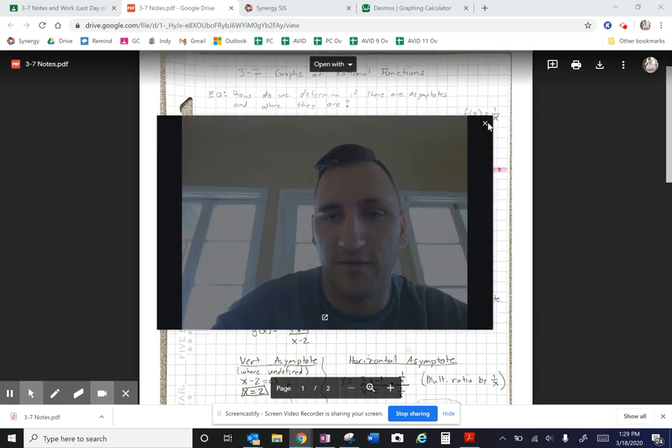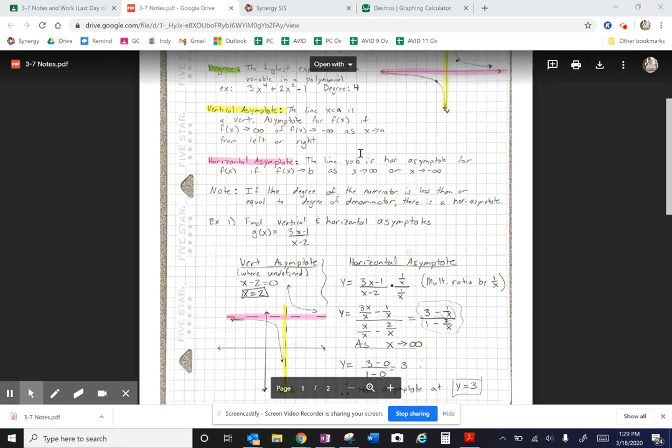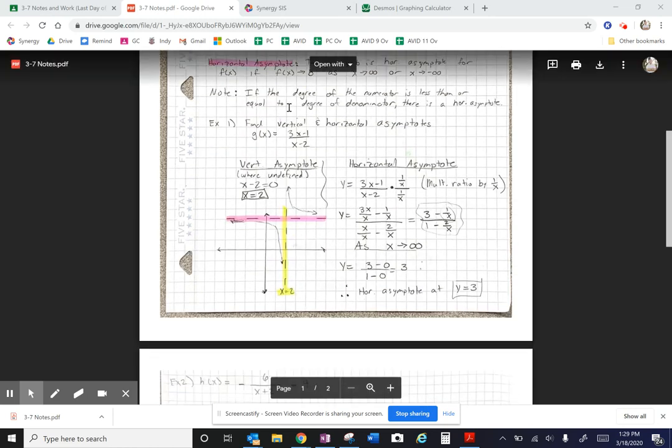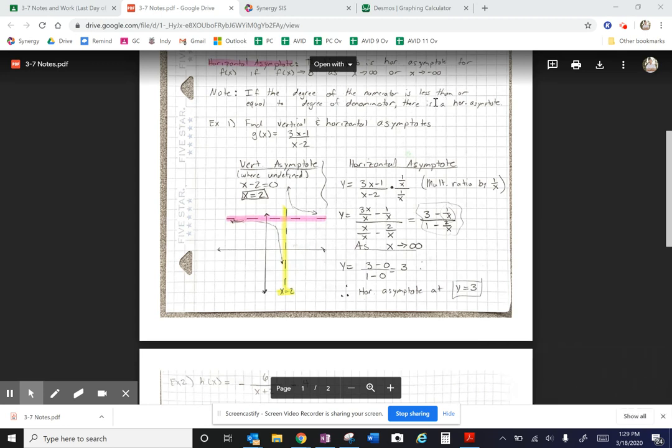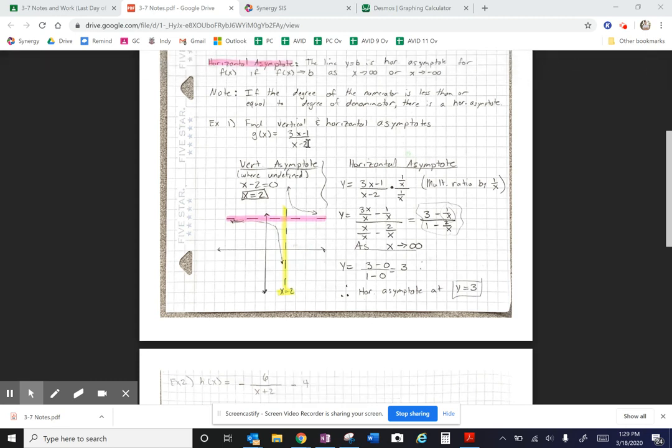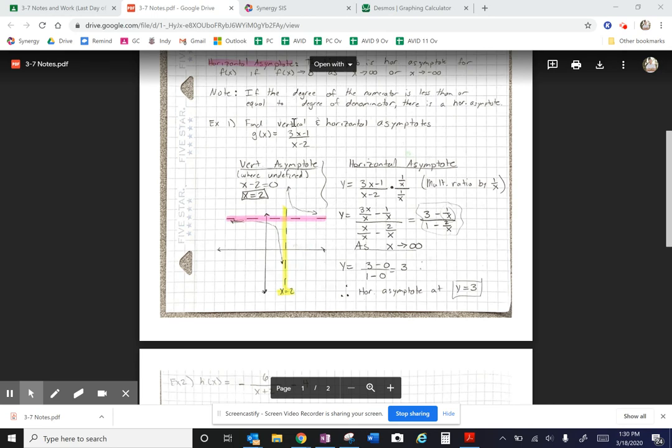Some things you really need to take note of: if the degree of the numerator is less than or equal to the degree of the denominator, there is a horizontal asymptote. Remember, the degree is the highest degree of the x value. So if we look at this example, the degree up top is 1 and the degree on bottom is 1. Why? Because it's 3x to the first power over x to the first power. That means there is a horizontal asymptote.